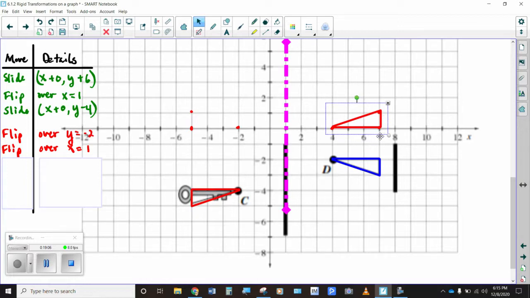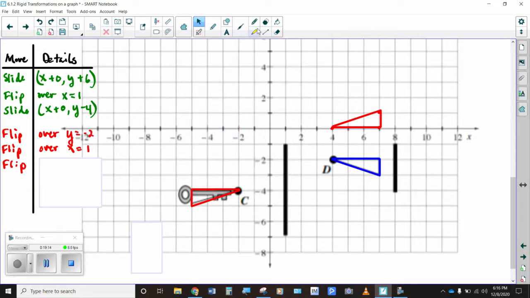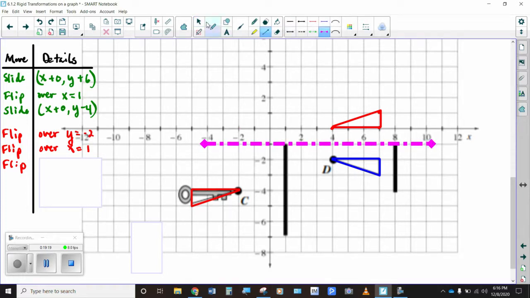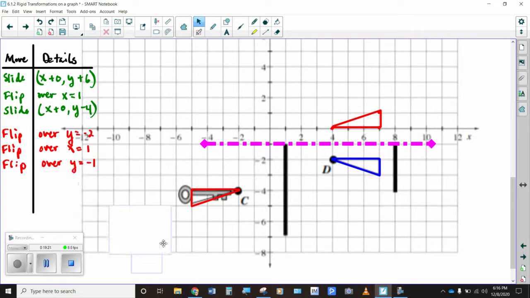And are we ready for another flip? I think we are. This is a 3 flipper. So this one, what should be our line of reflection? I believe it has to be where y is equal to -1. And it is indeed where y is equal to -1. So we flip this guy one more time.